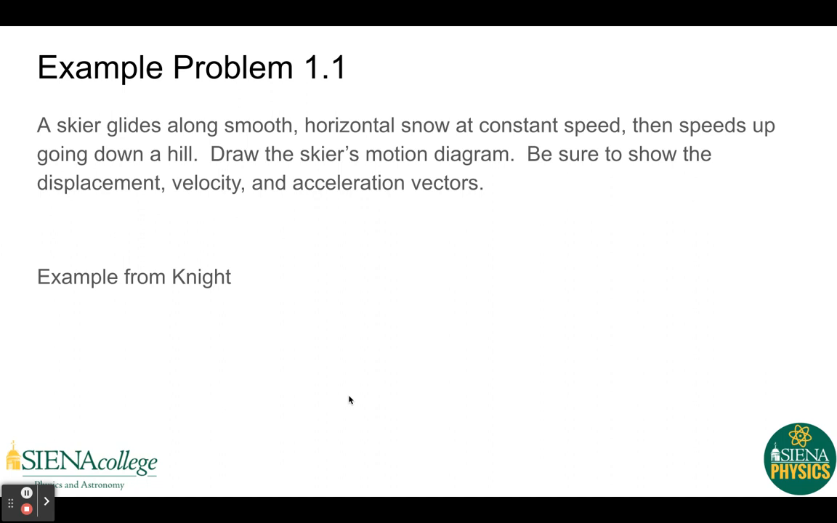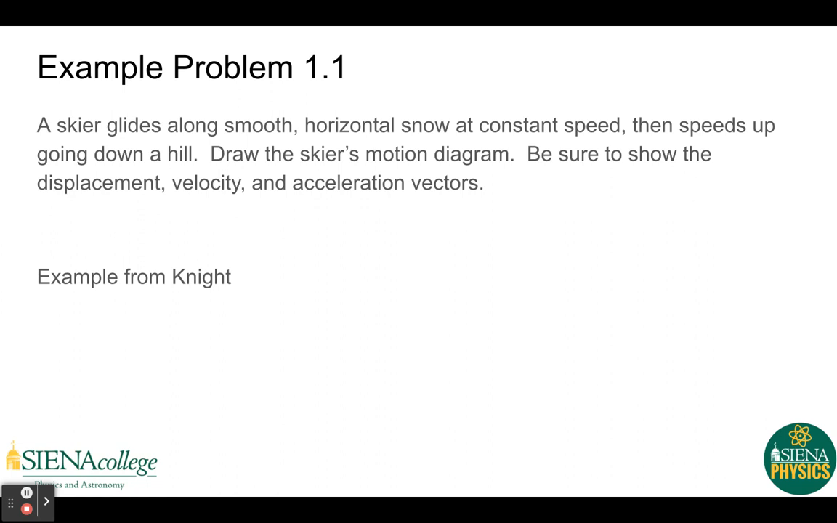Okay, so let's do an example here of a skier. So this is our problem. We have a skier going along a smooth horizontal surface at a constant speed, and then speeds up going down a hill. And then we want to draw the motion diagram.